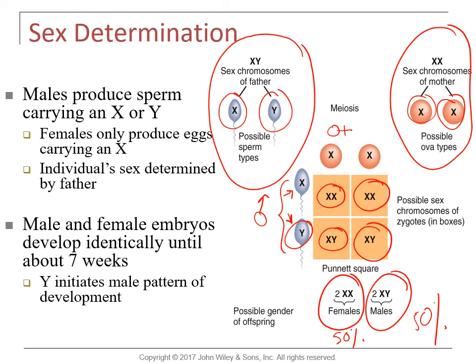So both female and male embryos, they develop identically until about 7 weeks after fertilization. At that point, one or more genes set into motion a cascade of events that leads to the development of a male. So in the absence of normal expression of the gene or genes, the female pattern of development occurs. Just a fact on the side, it has been known since 1959 that the Y chromosome is needed to initiate the male development.